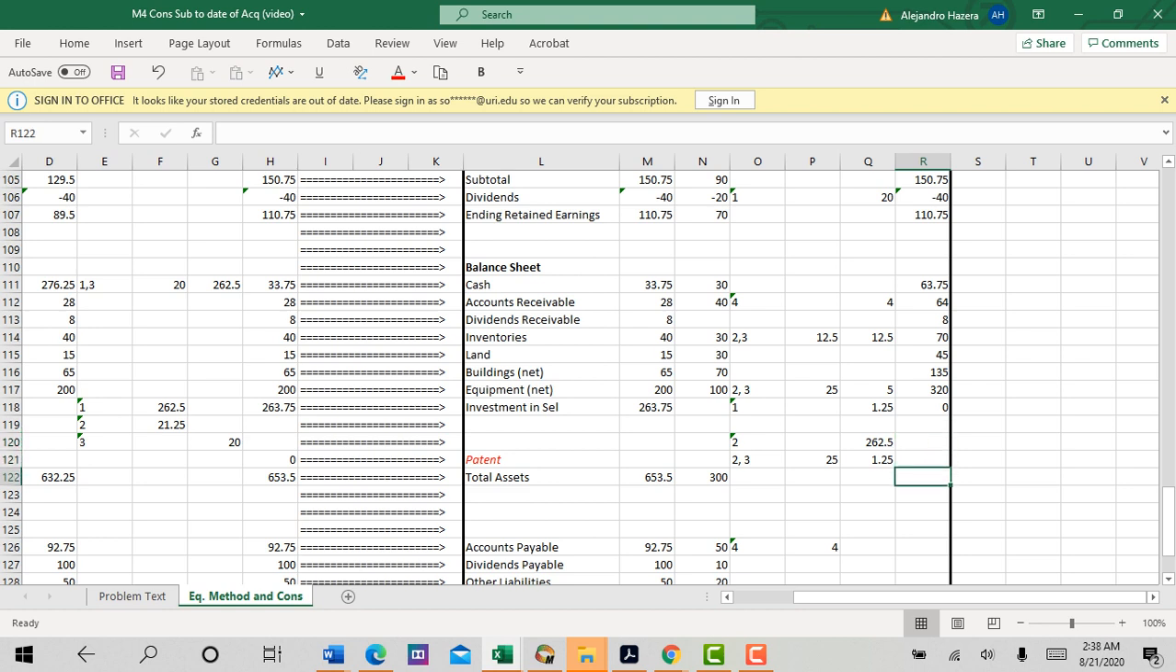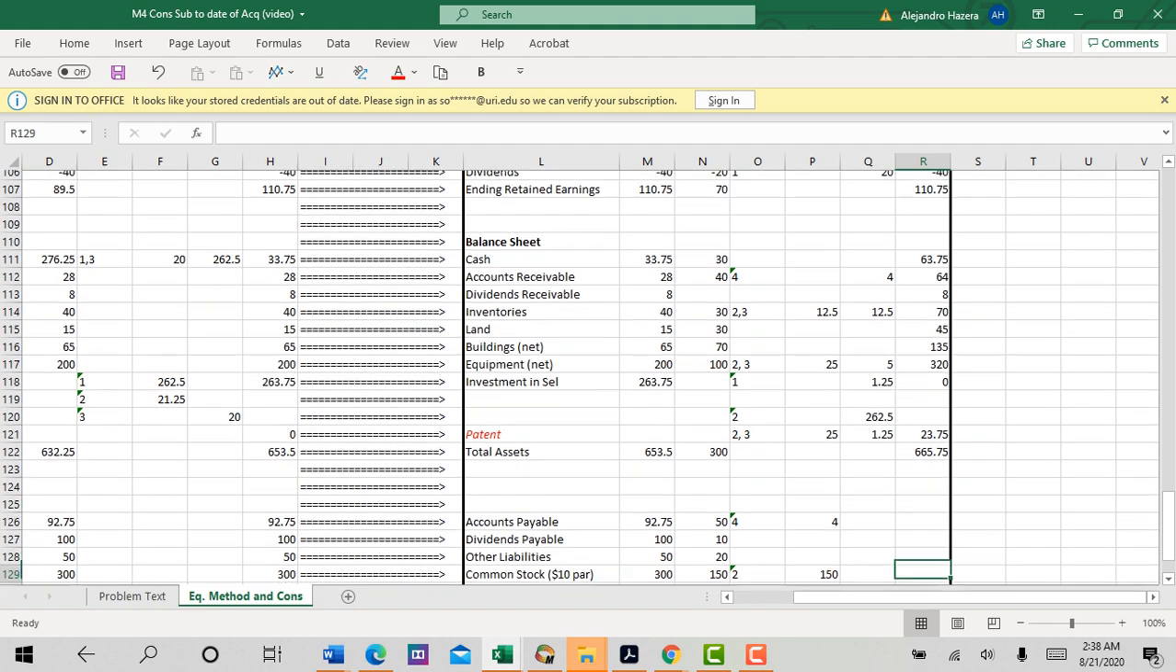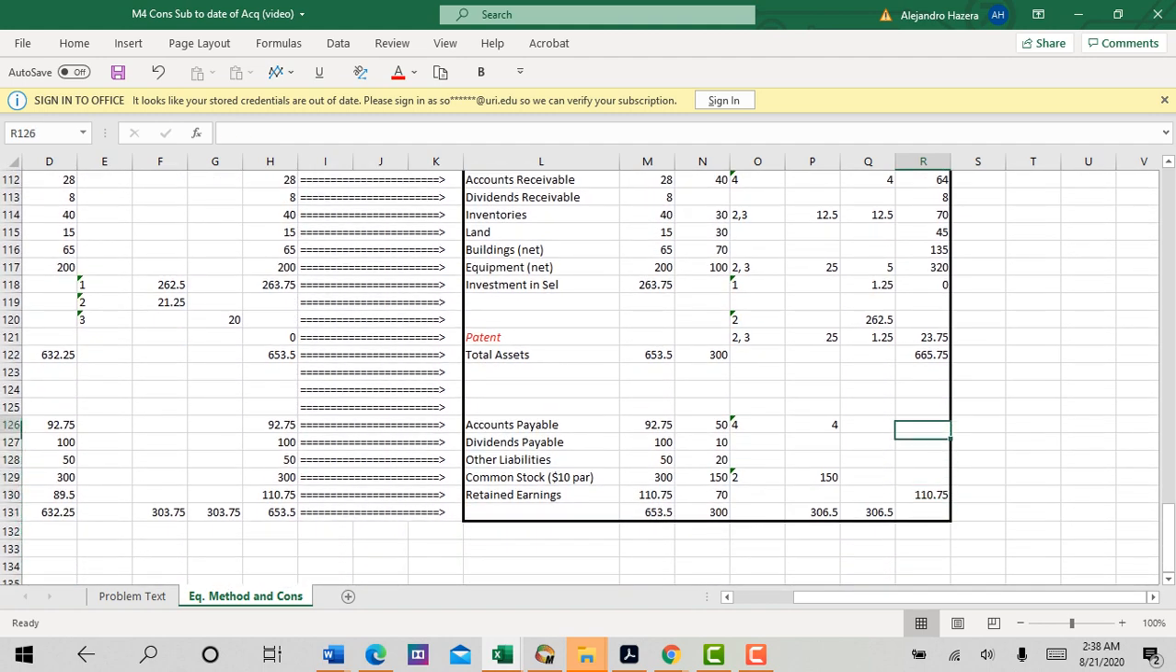Okay, so our total assets here, let's not forget the patent. Patent is 25 minus the 1.25. That gives you 23, that's 19 years left of unamortized patent, which times 1.25. Okay, so we're going to go ahead and sum these up. Let's see what our sum came to. 665.75. Hopefully that is a sum.